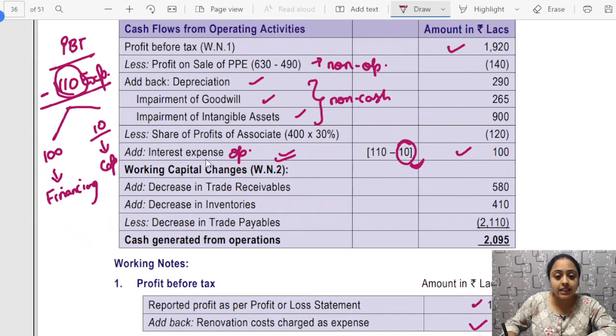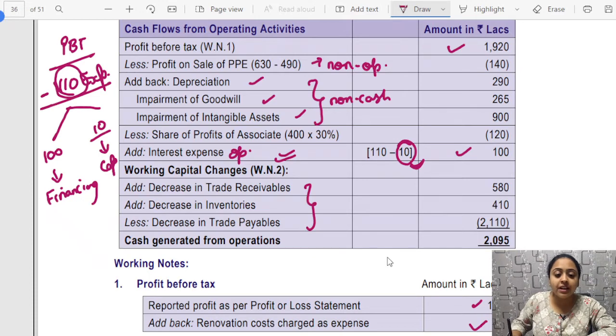Next, share of profit. This is also another activity, not operating activity. Share of profit of associate will also be removed. Now working capital changes have been done, and this is how cash generated from operating activity has been calculated. I hope you understood this.